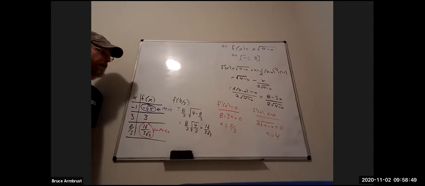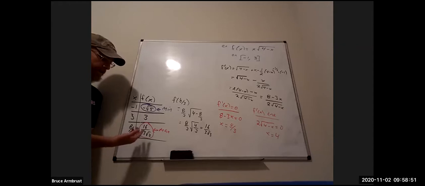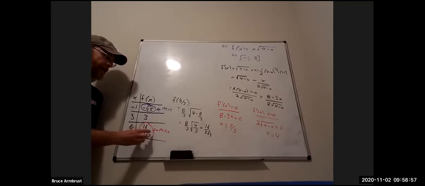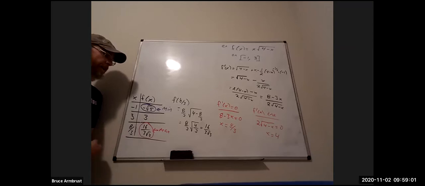All right, so our absolute max is occurring at 8/3. We get this value, 16 over 3 root 3. So this is the largest value in this interval. The smallest value in this interval is the minus root 5.